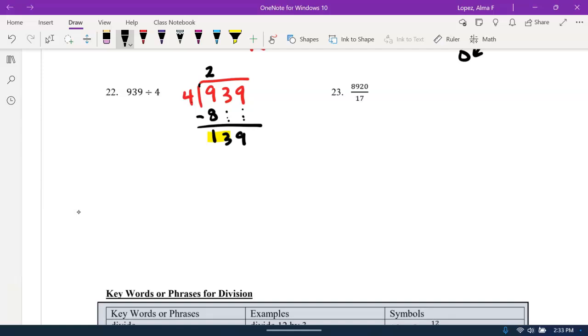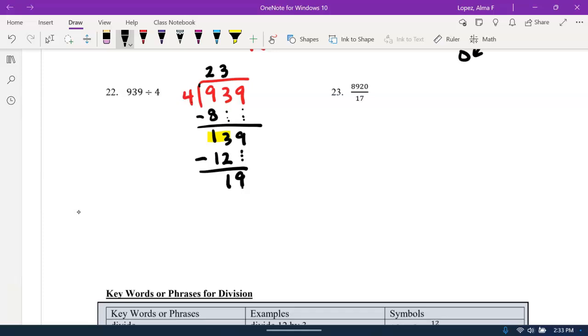Let's see. 4 times 3 is 12. Put the 3 down. Distribute. 3 times 4 is 12. We're going to subtract. That's going to give me a 1. And the 9 comes down. Let's do it again. How many times does 4 go into 19? Well, 4 times 4 is 16.